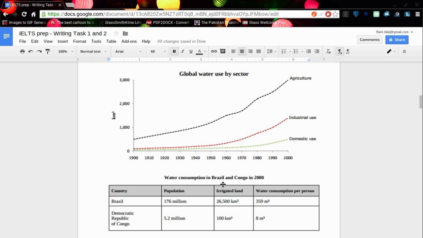Now, water consumption in Brazil and Congo. This was global water use, and this has to be compared with two countries, Brazil and Congo, in 2000. And this is only about 2000, so it's not about the whole thing. First, you have to make a comparison between the global water use and these two countries. Other than that, you have to compare these two countries with each other. And you also have to compare these three sectors: agricultural, industrial use, and domestic use. And that's how the numbers would be divided.